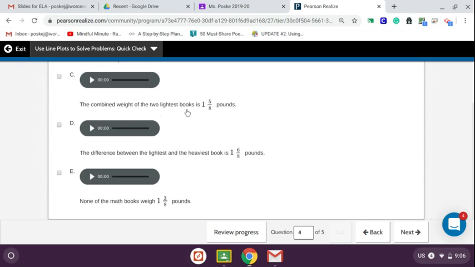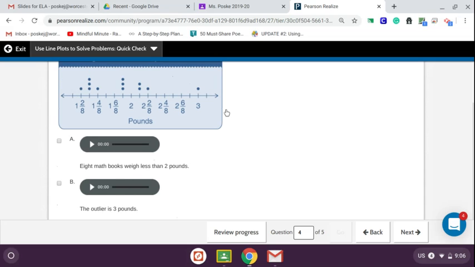The combined weight of 2 lightest books is 1 5/8 pounds. Okay, so the 2 lightest books would be this fraction and then whatever this fraction is. You're going to have to think about that. What is this fraction on a number line? The point isn't here. So you're going to have to think 1 2/8. Maybe this is 1 3/8, 1 4/8.